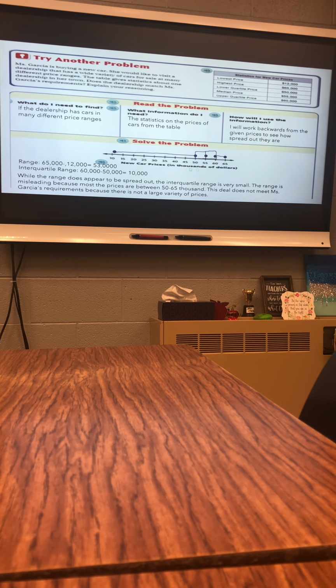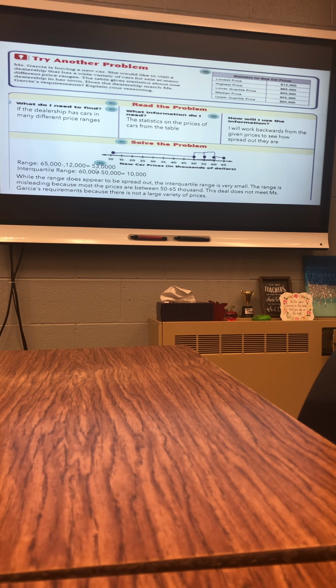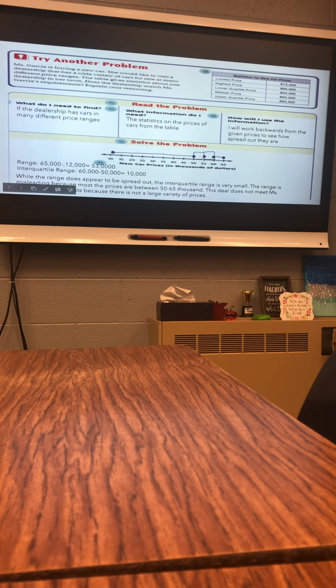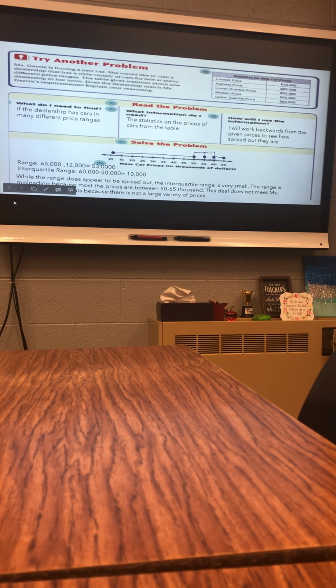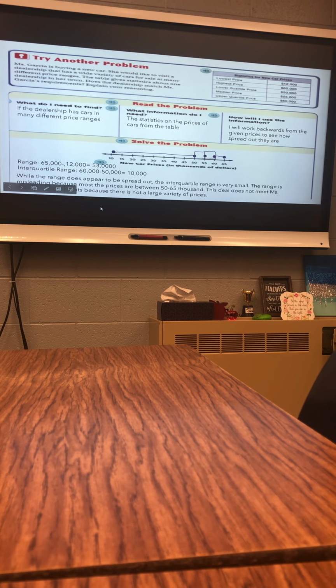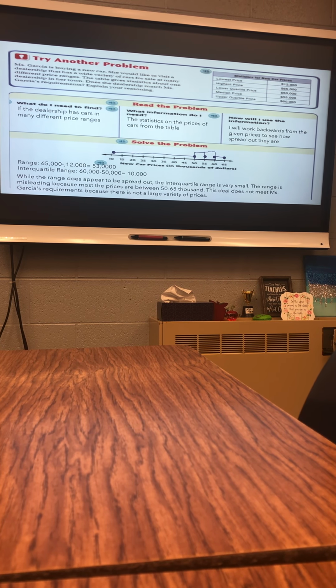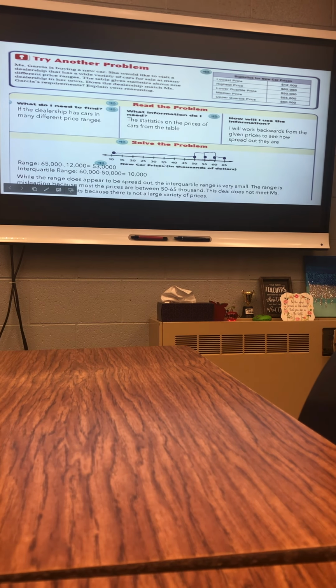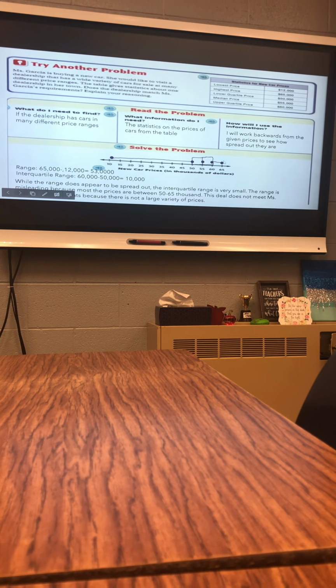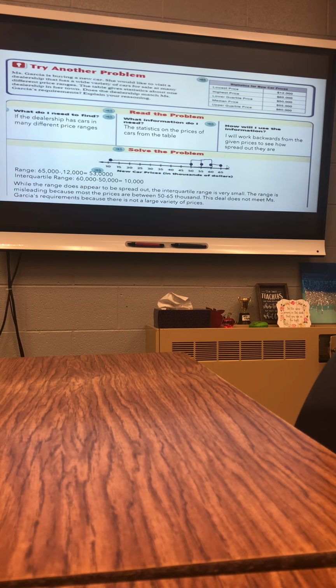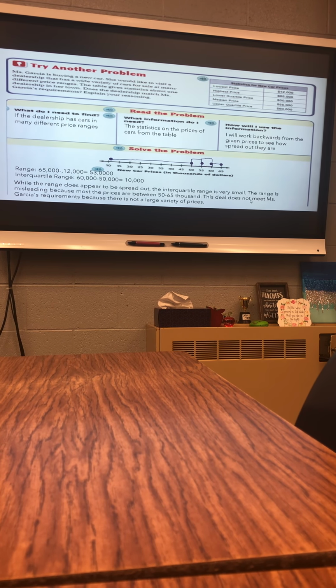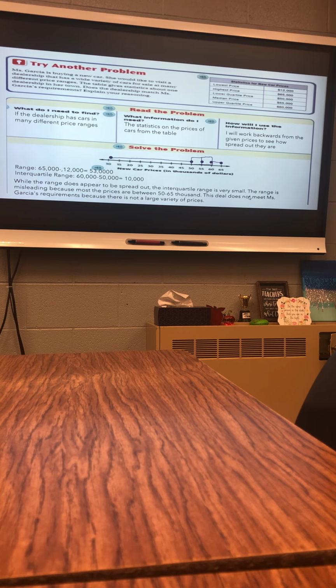So the interquartile range is really small. So the range is misleading because most of the prices are between 50 and 65,000. 75% of the prices are right here, 50 to 65,000. So the dealership does not meet Ms. Garcia's requirements because there's not a huge variety of prices.